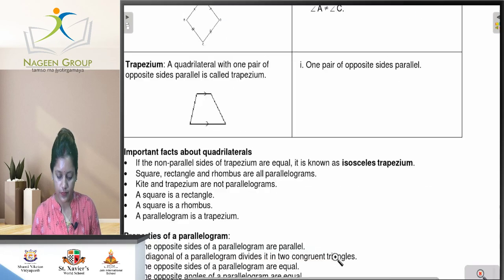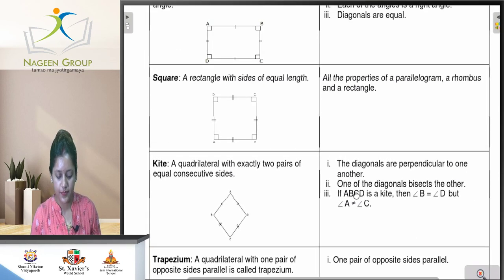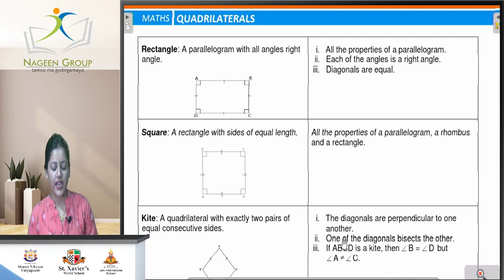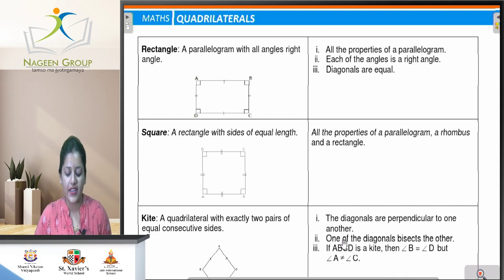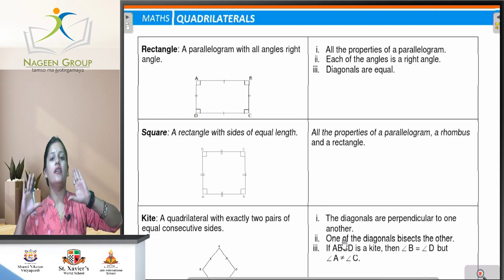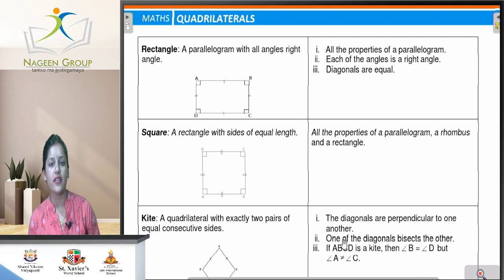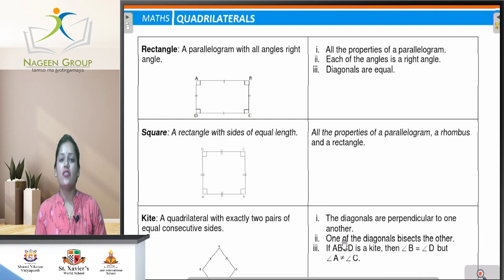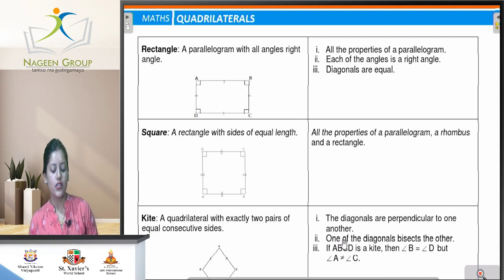Next one is rectangle. A rectangle is a shape in which all the angles are right angles. The properties are the same as a parallelogram, but each angle is a right angle, and the diagonals are equal. Next, square. A rectangle with sides of equal length is known as a square. All the properties of a parallelogram, rhombus and rectangle are there.